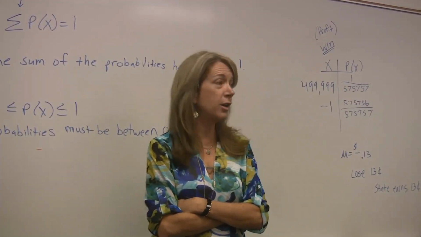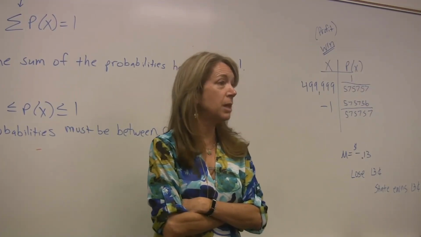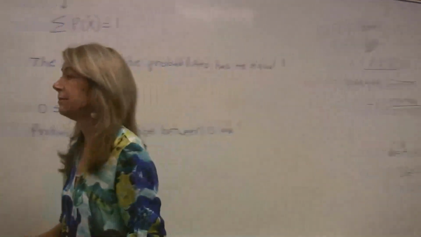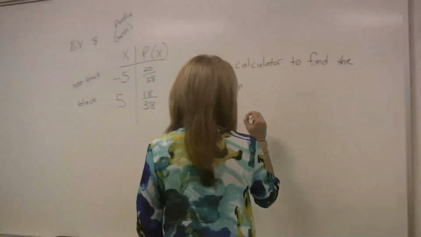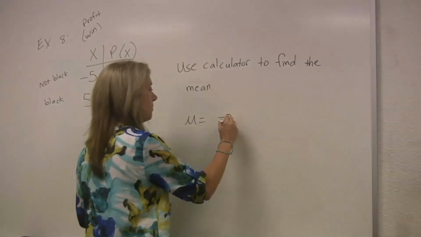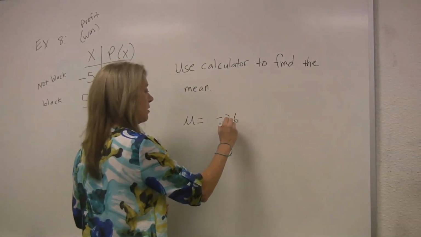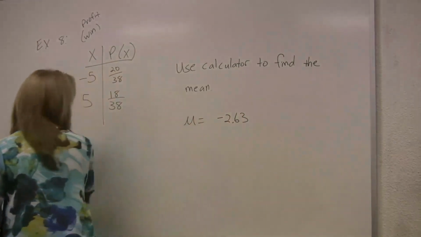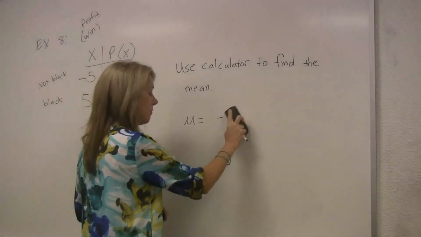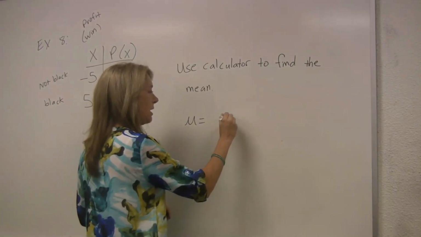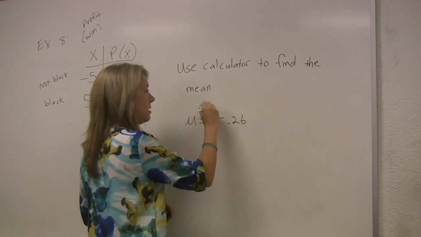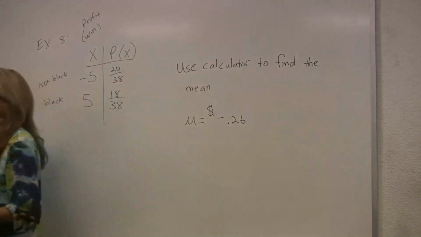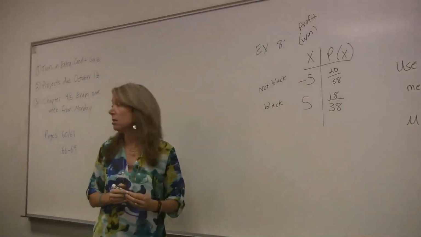It says x bar on your calculator, but it's our population mean. It's like negative 0.263, and then there's a chunk of numbers. Negative 0.263. Is it rounded to 0.26 or 0.27? 0.26. So 0.26 if I'm talking money. I'll round it to the cents place if I'm doing money, right? 0.26.